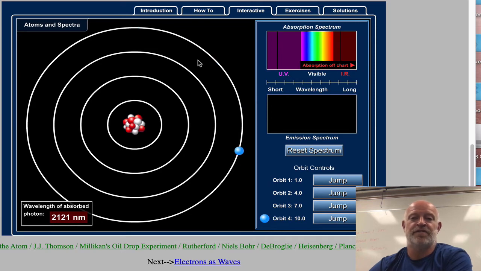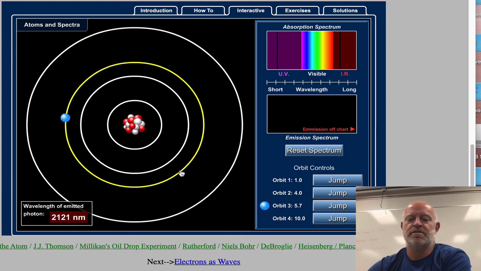It instantly falls back down. So when it falls down, it drops down. Now, we don't see anything happening here. The reason being is that depending on the atoms you have, these energy levels are in different locations.